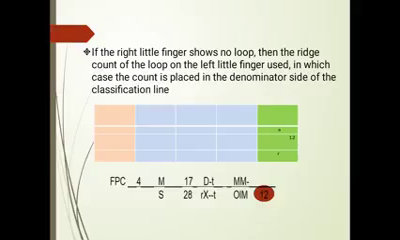If the right little finger shows no loop, then the ridge count of the loop on the left little finger is used, in which case the count is placed on the denominator side of the classification line. Given on the table, the right little finger is an arc, and the left little finger is a radial loop with a ridge count of 12. Between an arc and the radial loop, the one that should be chosen is the radial loop with a ridge count of 12. So it should be placed on the denominator side with a ridge count of 12.